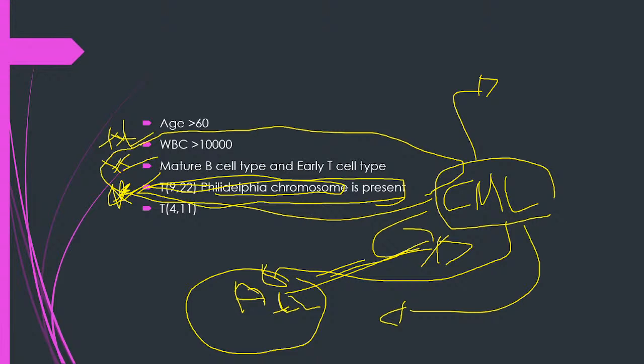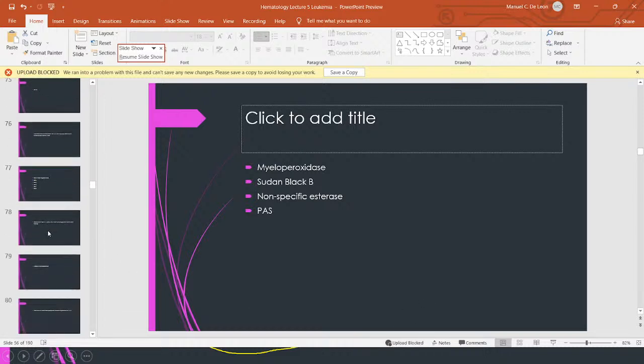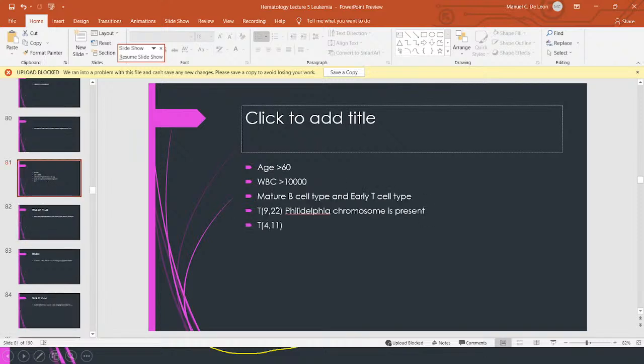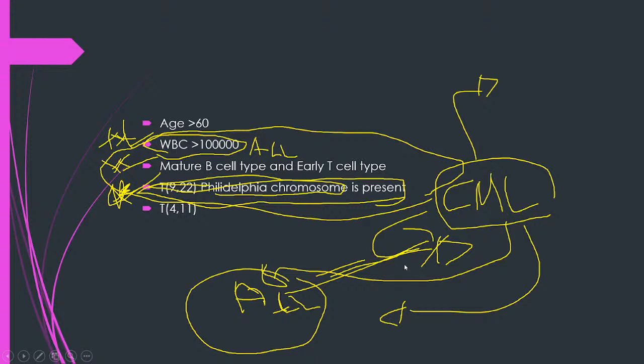All right. Another one is that patients who have acute lymphoblastic leukemia would have more than 100,000, not more than 10,000. I think I was a little sleepy when I was typing this, so I'm going to change that one into 100,000. Okay, so that's 100,000. I got a little bit sleepy when I was preparing this, I suppose, and I forgot the extra zero. Terribly sorry, guys.